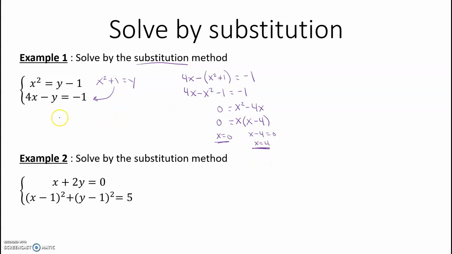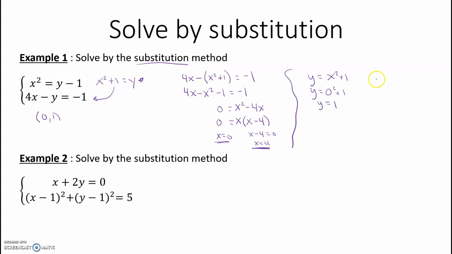You do have to plug them both back in. So let's plug it back in. We'll plug it back into, how about the one that we changed? Because I like that one. Y equals x squared plus 1. So y equals, we're going to plug in our 0 first. 0 squared plus 1, so y equals 1. So when x is 0, y is 1.